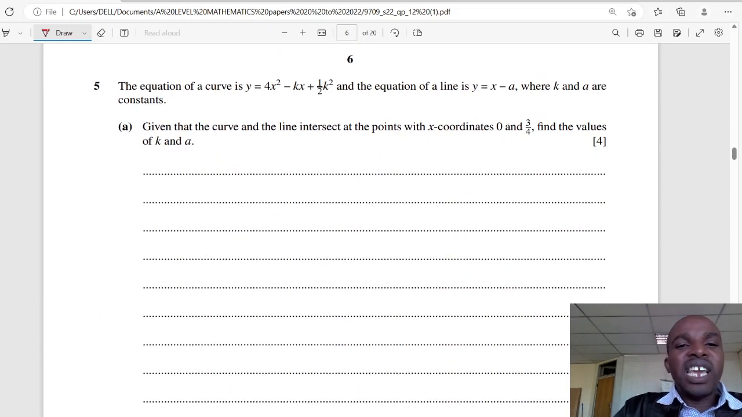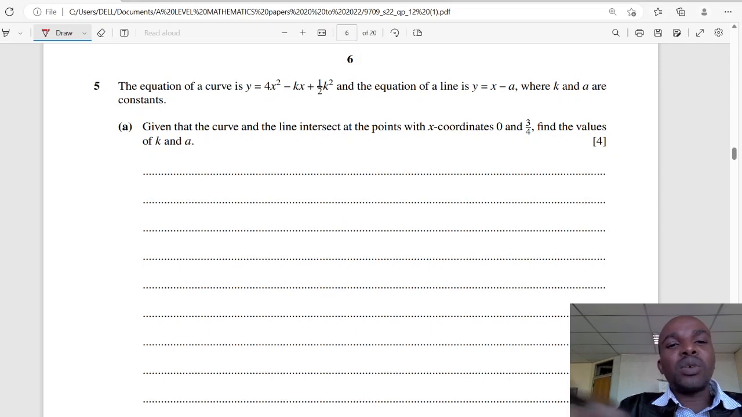The equation of a curve is y is equal to 4x squared minus kx plus half k squared. And the equation of the line is y is equal to x minus a, where k and a are constants. Given that the curve and the line intersect at the points with x coordinates 0 and 3 over 4, find the values of k and a. Given that the curve and the line intersect at the points x equals 0 and x equals 3 over 4.